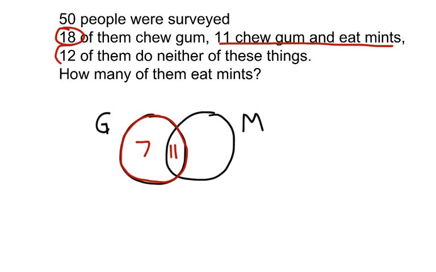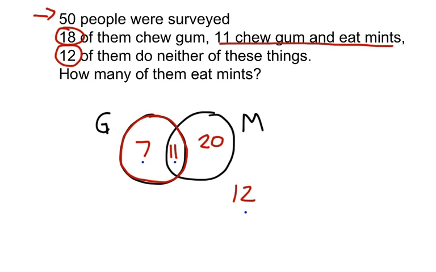We are told also that 12 people do neither of these things. So they're going to be outside the gum circle, outside the mint circle, out here in region 4. And so now we look at our diagram, and there's one hole that hasn't been filled in yet. We don't have any more information, except we are told that there was a total of 50 people surveyed. Well, so far in my diagram, I have 7, 11, and 12. So let's see, that's 18 and 12. That's 30 people so far have been put onto my diagram. So there's 20 people that haven't been put anywhere yet. They must go over here into region 3. And now my diagram's complete.